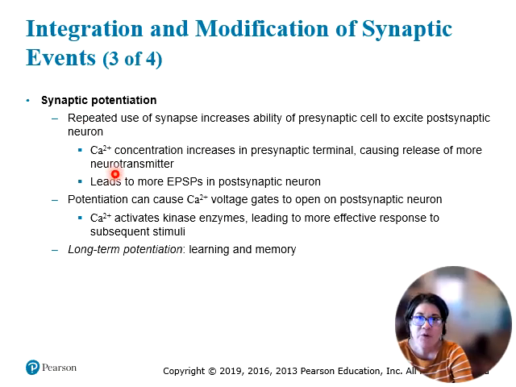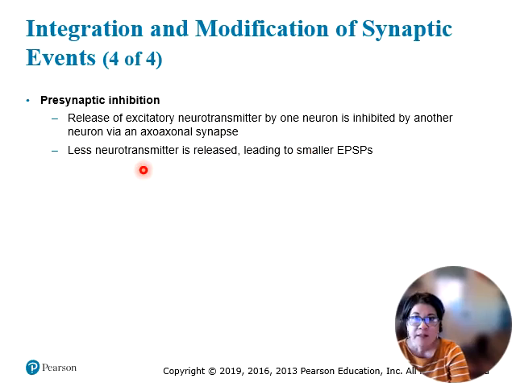Okay, then you have synaptic potentiation. This is when repeated use of a synapse increases the ability of the presynaptic cell to excite the postsynaptic cell. So if you're using that synapse a lot, it's going to make it more usable and more likely to be excited. One of the reasons is because you're going to have more calcium hanging around at that terminal.